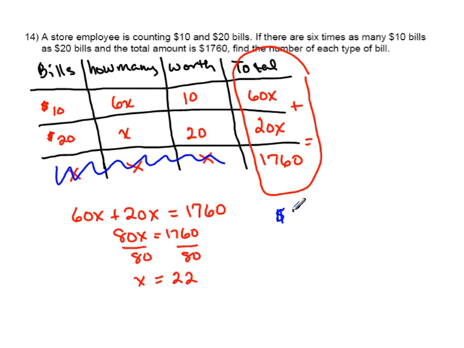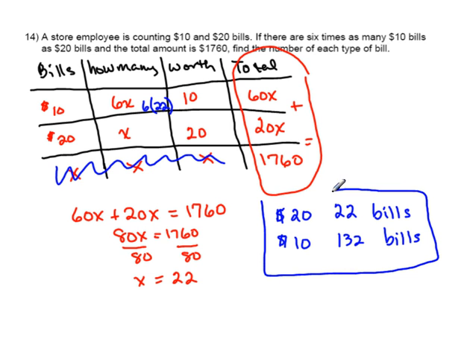So we have 22 $20 bills. Okay, and $10 bills, well, how many do we have there? Well, we have 6 times as many. So 6 times 22 is 132. So there's 132 $10 bills. Okay? So we've gone back and answered each of the questions.